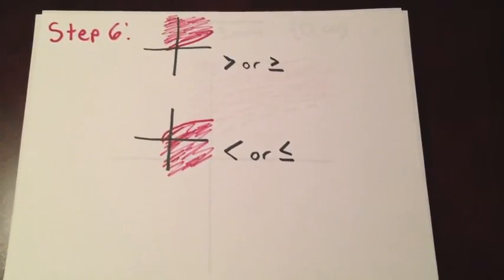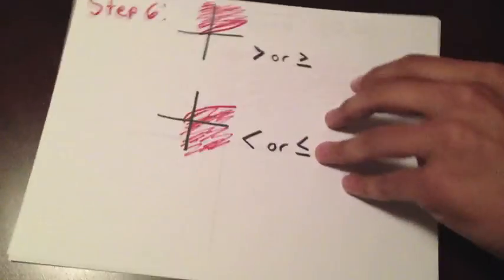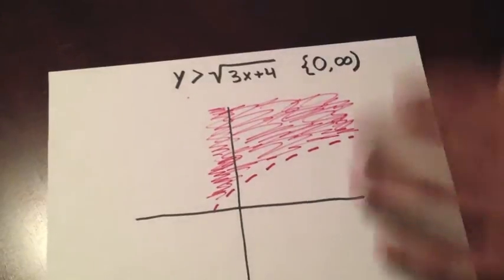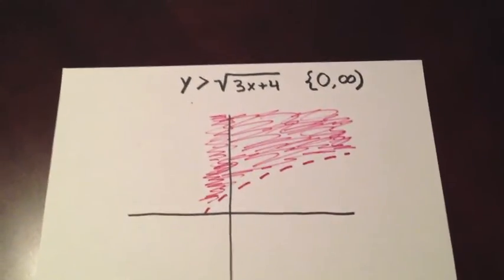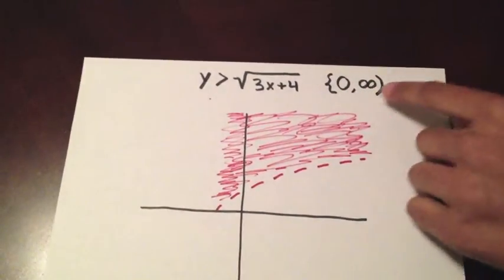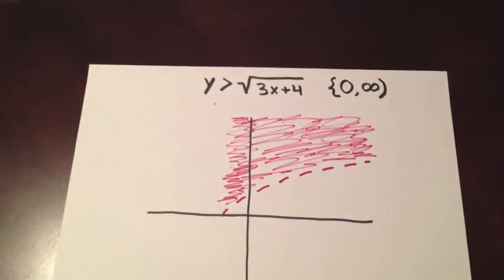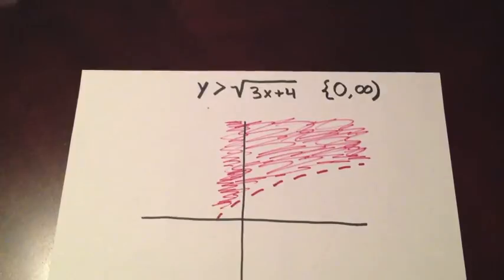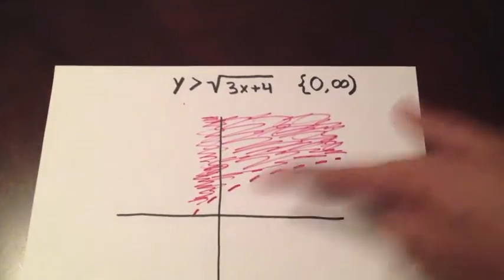Keep in mind to maintain the range. So, if you were given the inequality y is greater than the square root of 3x plus 4, which has a range of 0 to infinity, you would shade everything above the curve until you hit the y-axis.